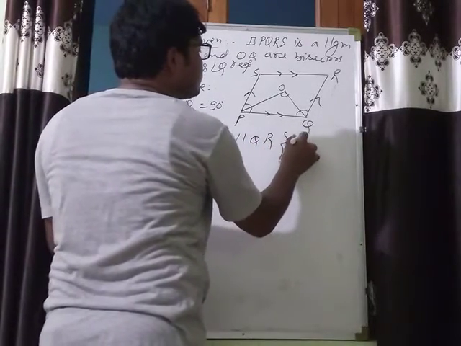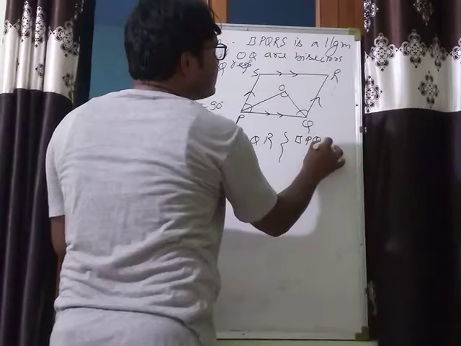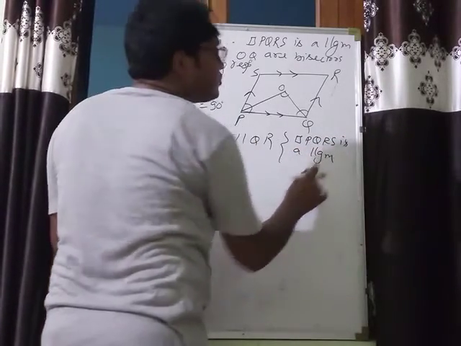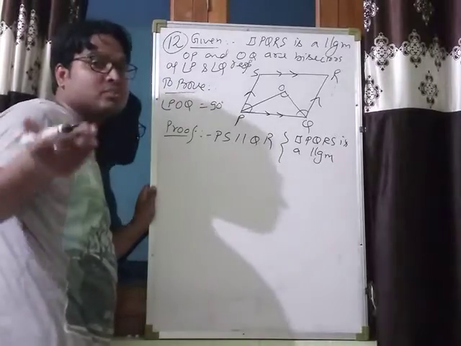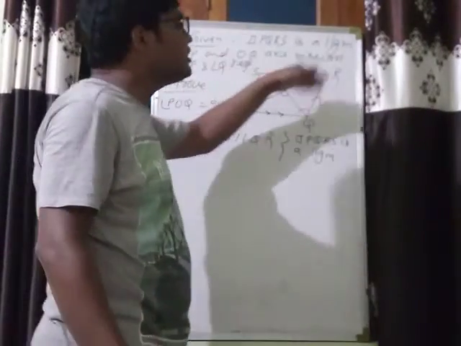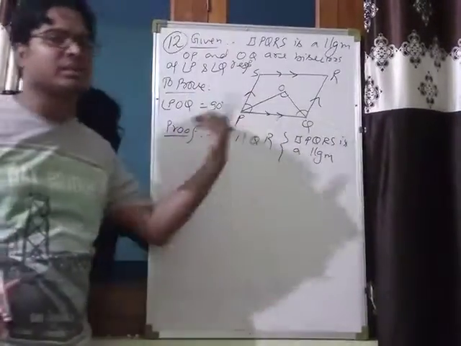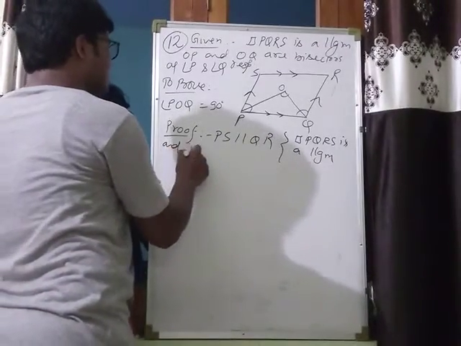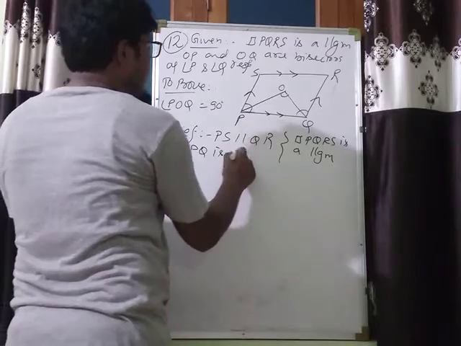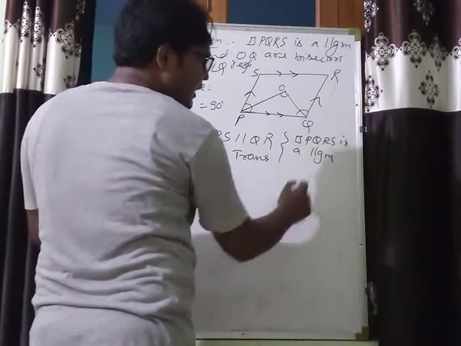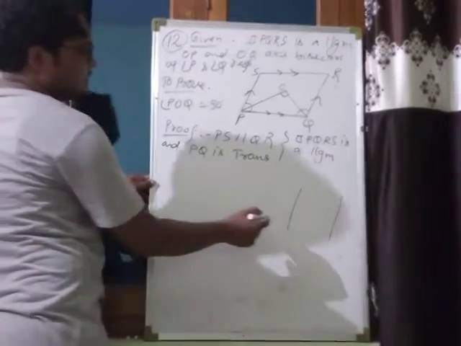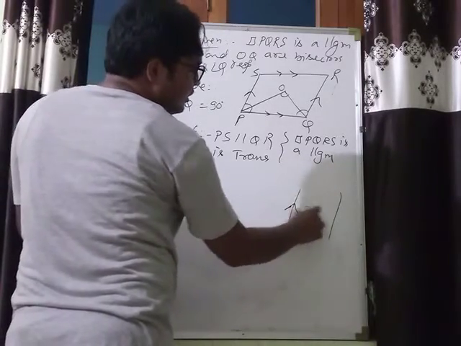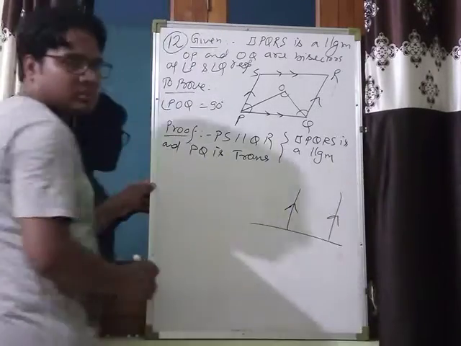Reason क्या दोगे? Because quadrilateral PQRS is a parallelogram. So its both pairs of opposite sides will be parallel. And PS and QR are opposite sides. That's why they will be parallel. And PQ is a transversal. So actually this one and this one, this is PS and this is QR. They are parallel. And this PQ is a transversal.